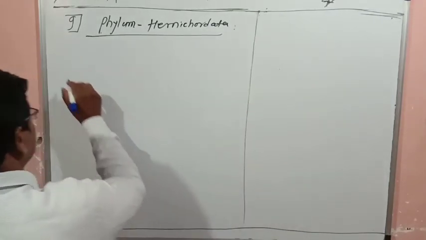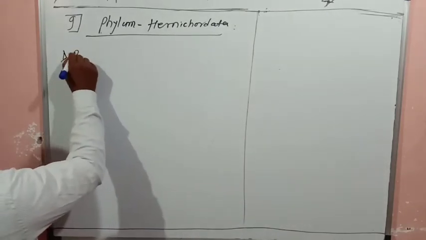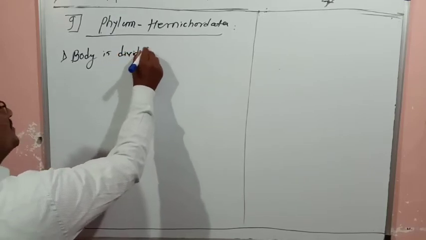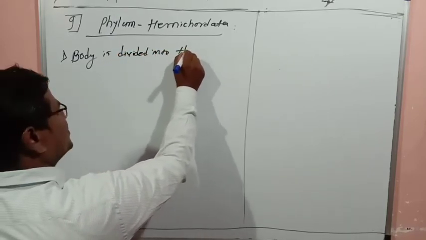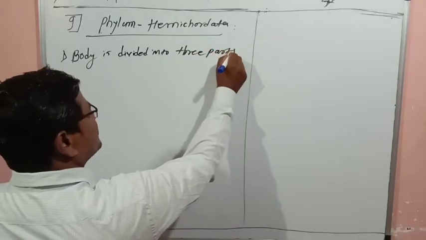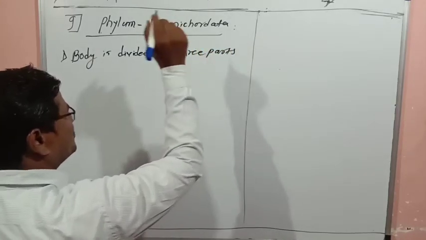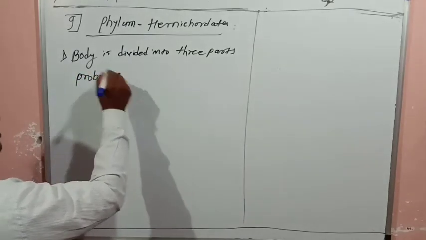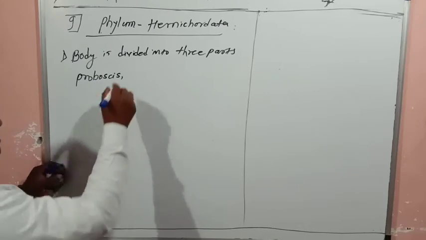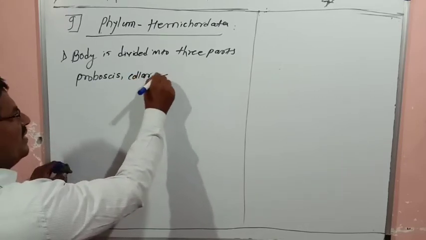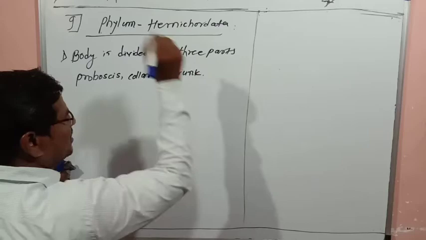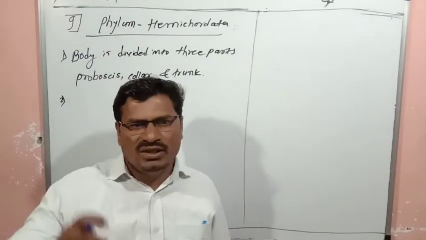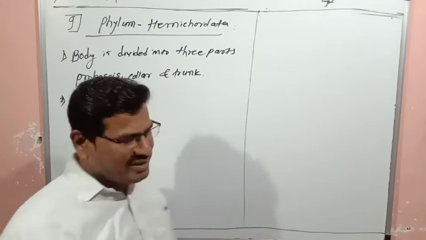So we'll see which points we have to write and remember. First thing is that the body is divided into 3 parts. Which 3 parts? Proboscis, collar, and trunk. These are the regions. Second point: notochord is present in the proboscis region only.